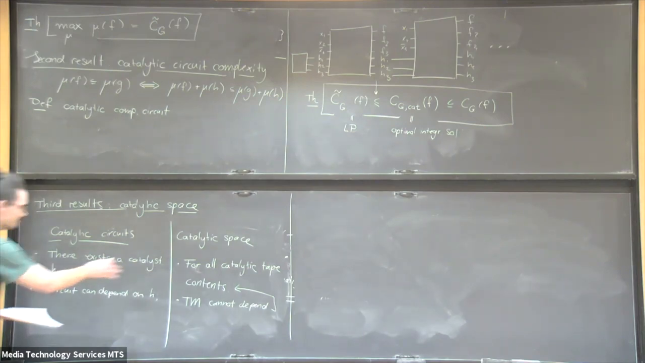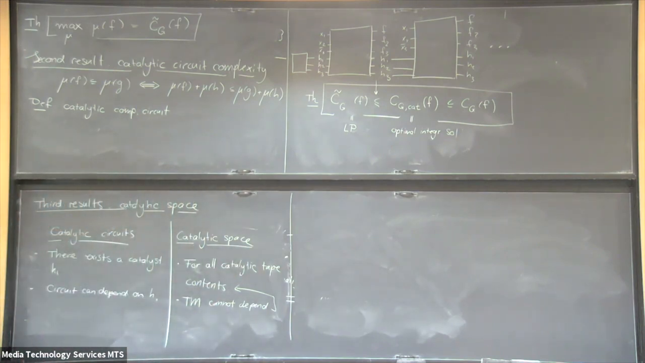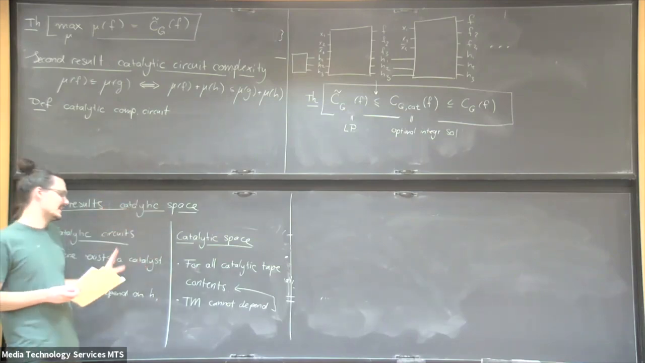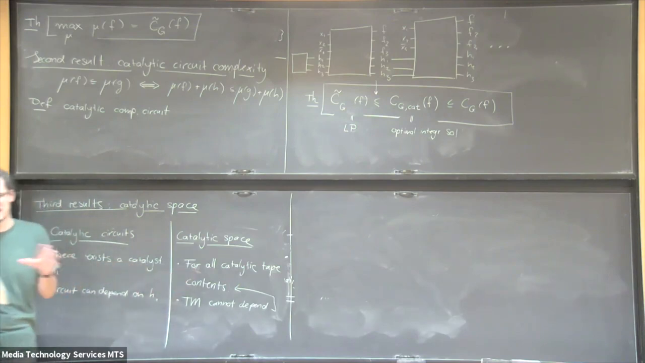So these are very different models. That's what I wanted to point out here. And we don't really know how to relate these in a very precise way. The catalytic tape content corresponds to the H1, H2, H3 that you wrote there. That's the analogy: these H's are my catalysts over there, and in the analogy, that would correspond to the tape content.